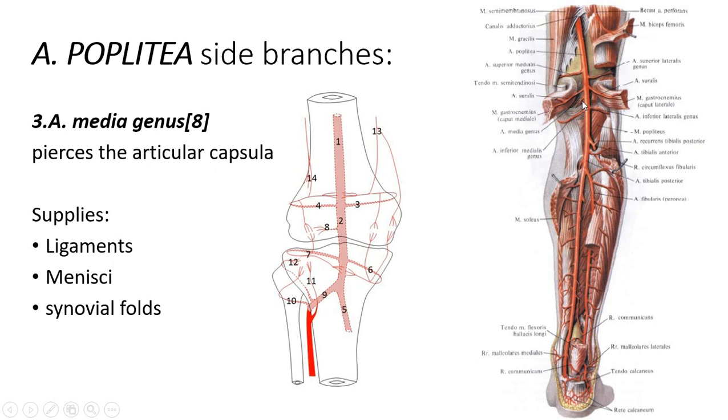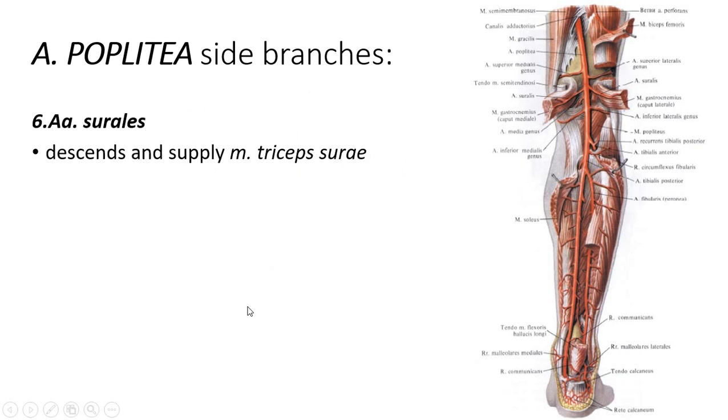Okay, and the last, or you can see the third branch, is the arteria media genus. So here is the medial one, or you can see that this one is located more toward the center, and here under number 8 is the same schematic branch. This artery will go from behind and pierce the articular capsula of the knee joint, will go inside and will supply the content of it. It will supply everything inside, like ligaments, the menisci, synovial folds. And so that's it. This is the idea of this artery. And the last one, arteriae surales.